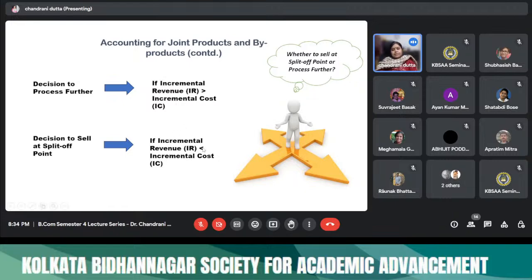Okay, if it is less than the incremental cost, then definitely I will not go for further processing. I will decide to sell the product at split off point. So this is the decision making criteria: comparing the cost with the benefit, comparing the incremental cost with the incremental revenue. Okay, so based on that you are taking the decision. Okay, is it clear, this part?